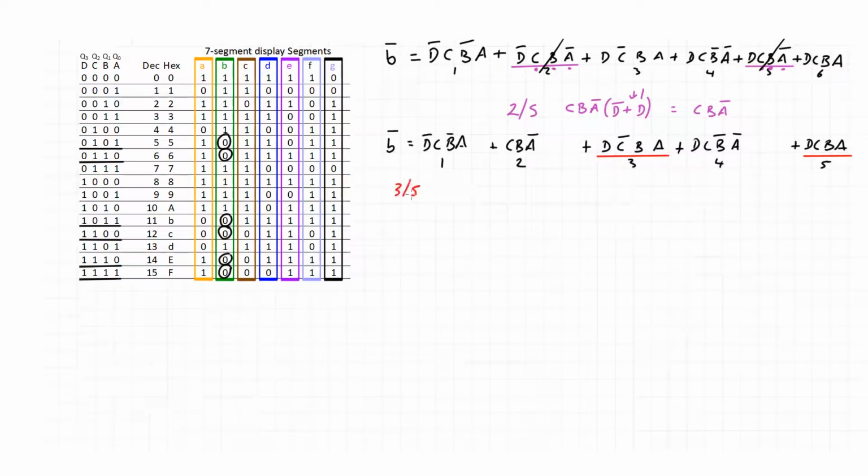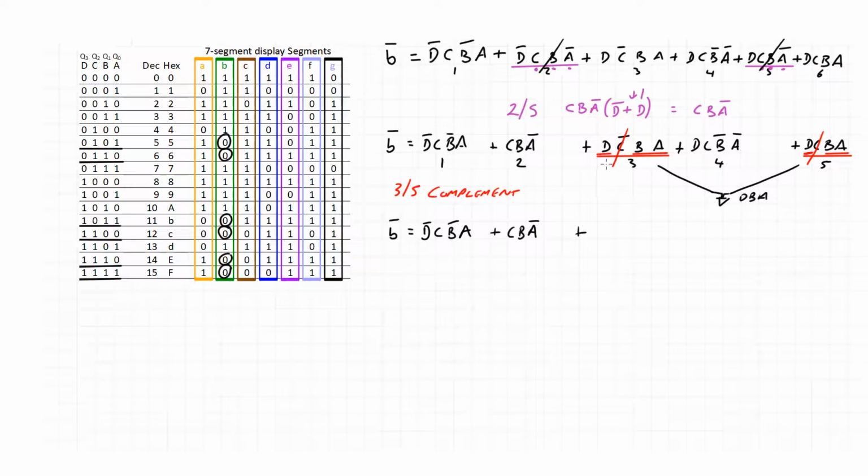So terms 3 and 5, we have common factors of D B and A. So it's the C that's a redundant term from the complement law. Then clean it up again. Those two terms gave us D B A. But you only need to write D and B and A once.